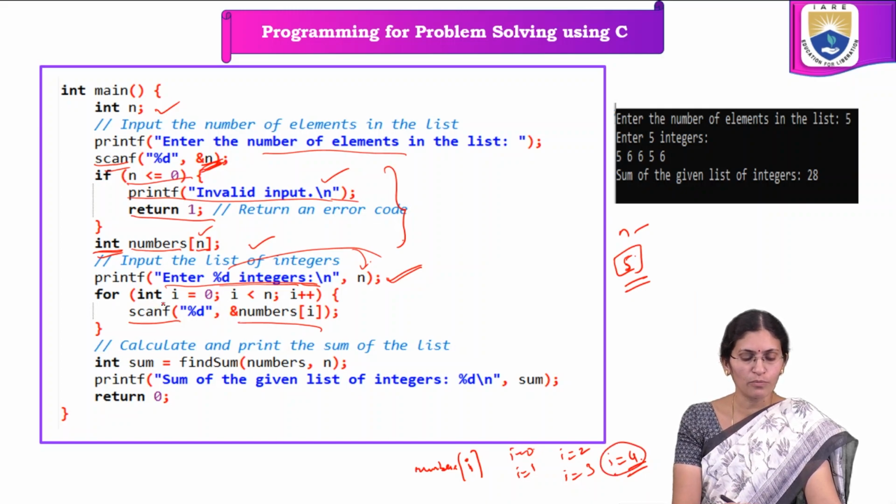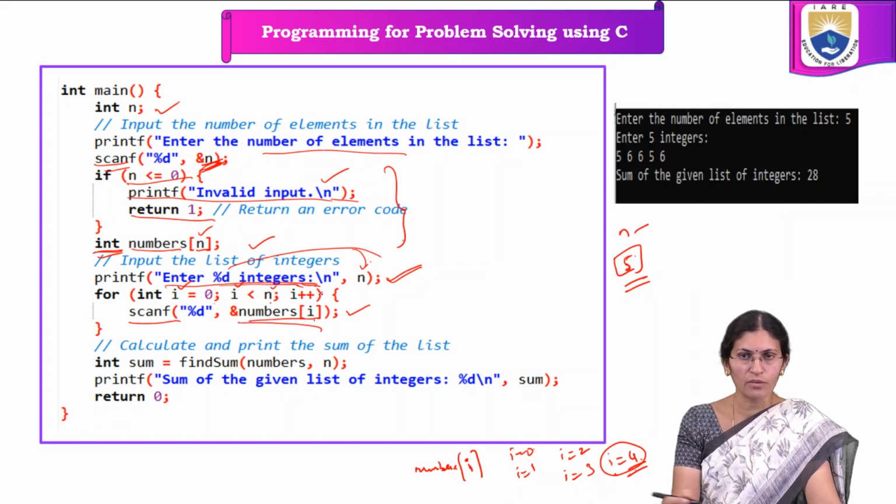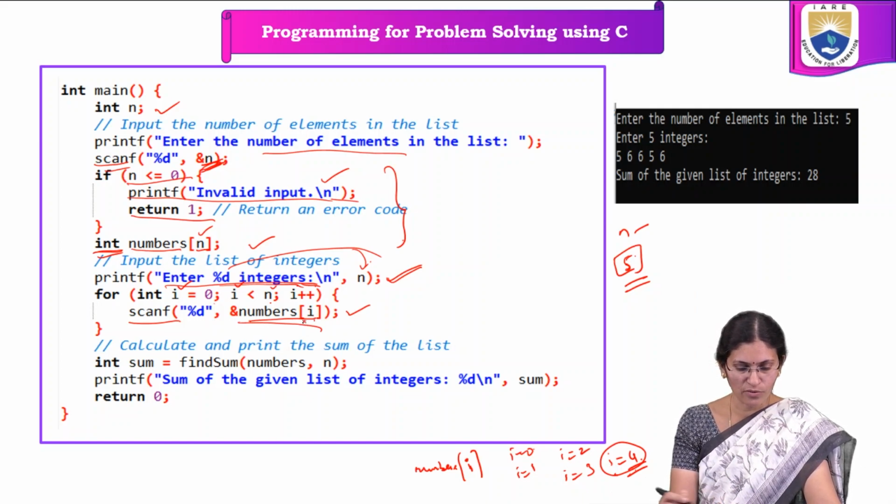So in the for loop, the initial value of i is 0, and the condition is i less than n. So this will execute for i from 0 to 4, and in each step the i value is incremented by 1. The first element is stored at numbers of 0, the second element is stored at numbers of 1, the third element is stored at numbers of 2, and so on.